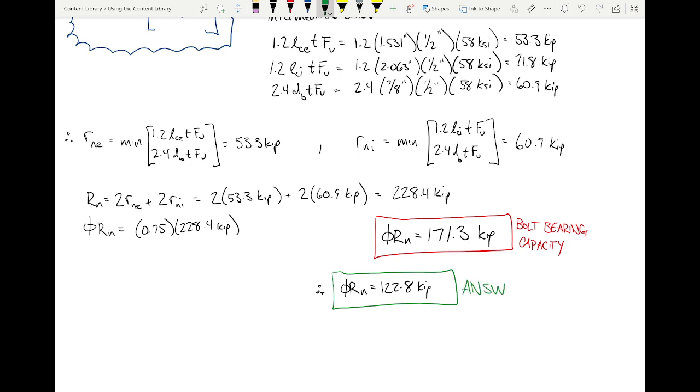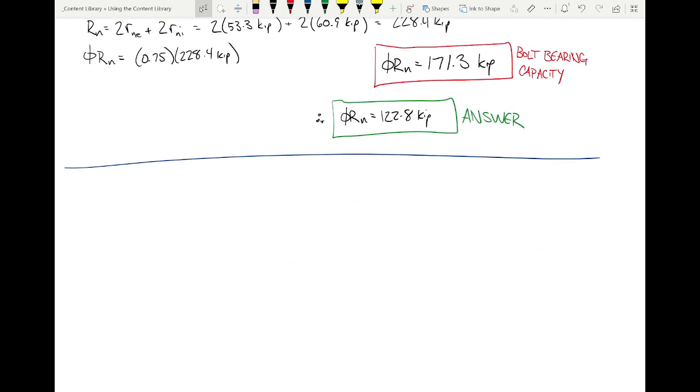Now we're not done because we got to do our spacing and edge distance checks. But before I do, are there any questions? Does this make sense? Everybody okay with this? Okay. Let's look at our layout requirements.